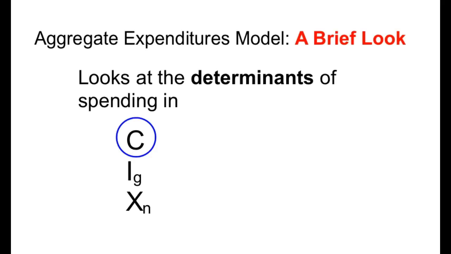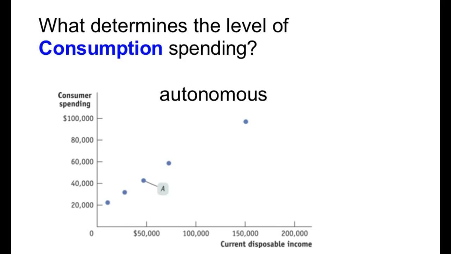There is a model called the aggregate expenditures model, which is not on the AP test, and we're not in general going to explore this model, but a little bit of this model is helpful for understanding the determinants of consumption. So we're really just going to look at that portion of it. So this is our question: what determines the level of consumption spending?